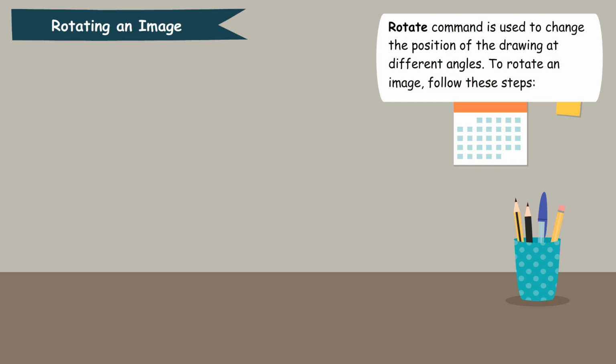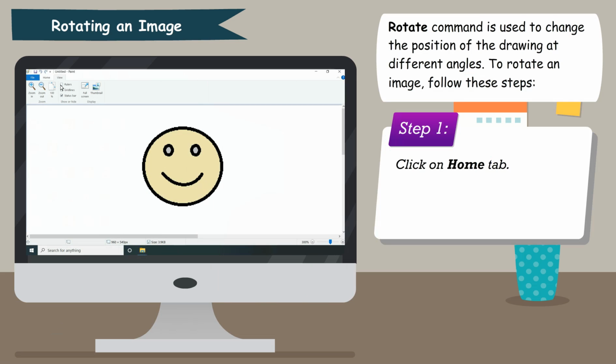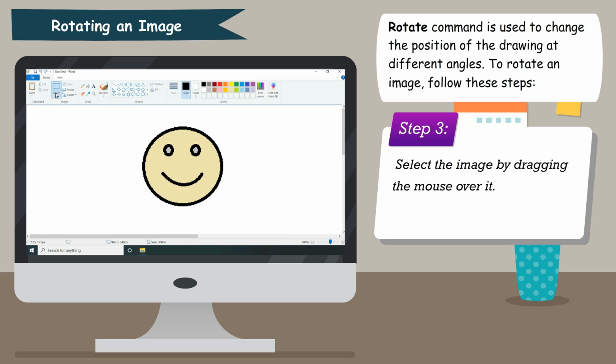Rotating an image. Rotate command is used to change the position of the drawing at different angles. To rotate an image, follow these steps. Step 1. Click on Home tab. Step 2. Click on Select command. Step 3. Select the image by dragging the mouse over it.